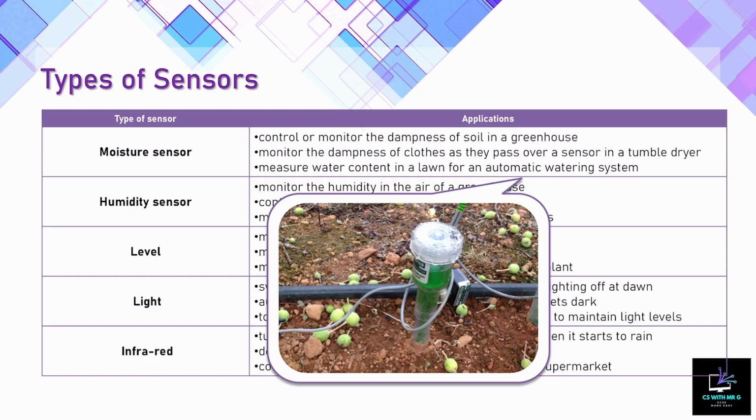So 2 perfect examples. If it's in soil and it detects that soil is too dry, it can turn on an irrigation system and start to water the plants. Or if it was in a tumble dryer and the clothes are still damp, it can turn on and continue to dry the clothes until that moisture sensor says otherwise. So clues in the name, as it is for most of the sensors.